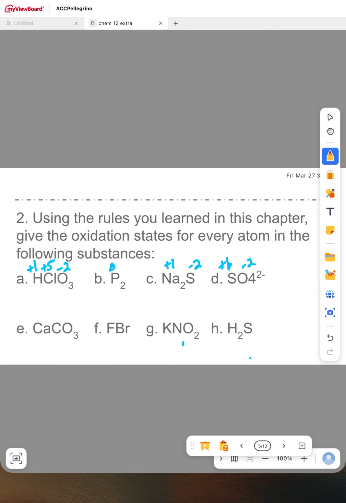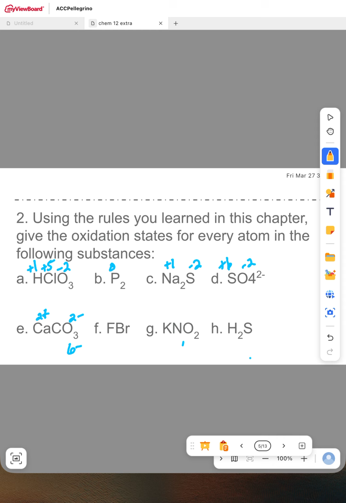Okay, so now if we look at letter E, we have calcium, we have carbon, and we have oxygen. So we have 3 different elements going on here. All right, so our oxygen has that 2- rule. All right, and then there's 3 of those. So this is going to be a 6- altogether. And then in an ionic compound, calcium has 2+. So we'll do that one next, because carbon can vary. Carbon doesn't really have any rules to it. So we'll leave that one for last.